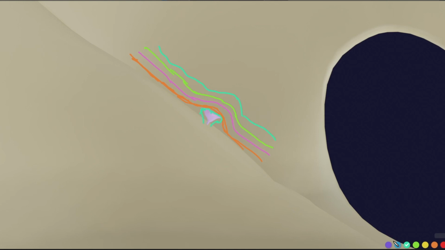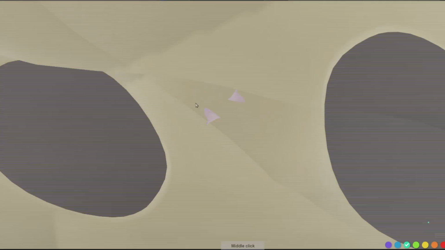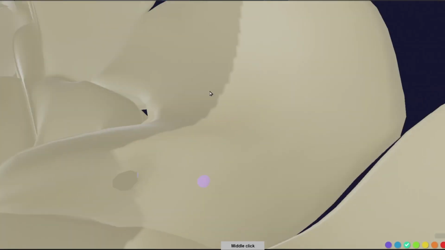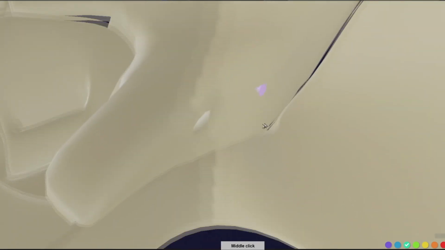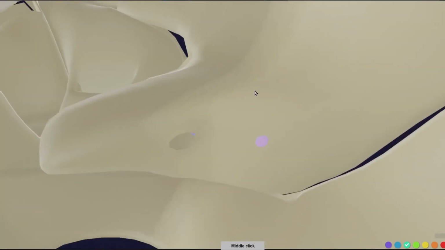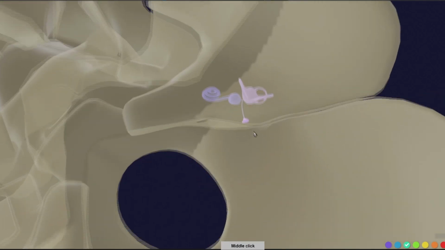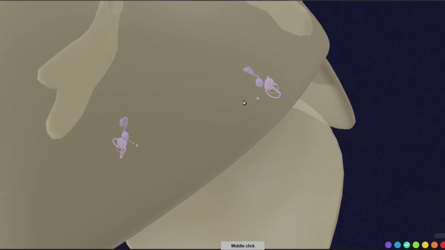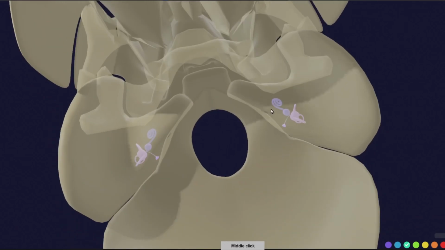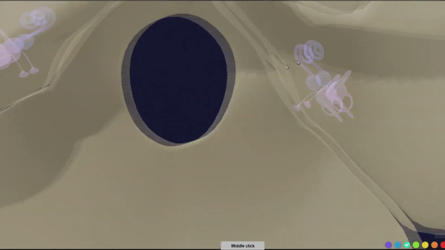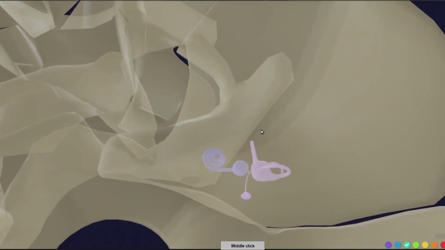This is the endolymphatic sac, which is connected with the endolymphatic duct. Where is the internal ear? The internal ear is basically hidden inside the temporal bone. Make the skull transparent, translucent. Here you can see that the inner ear is situated inside the petrous part of the temporal bone.